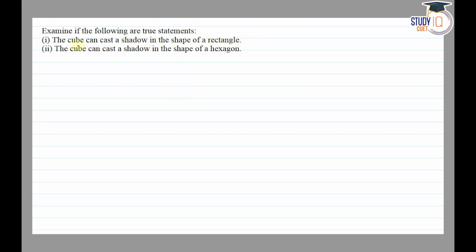So हमारे पास cube है. So cube की हमारे पास shadow as a rectangle रिसीव हो सकती है. So इस first का हो जाएगा हमारे पास yes.